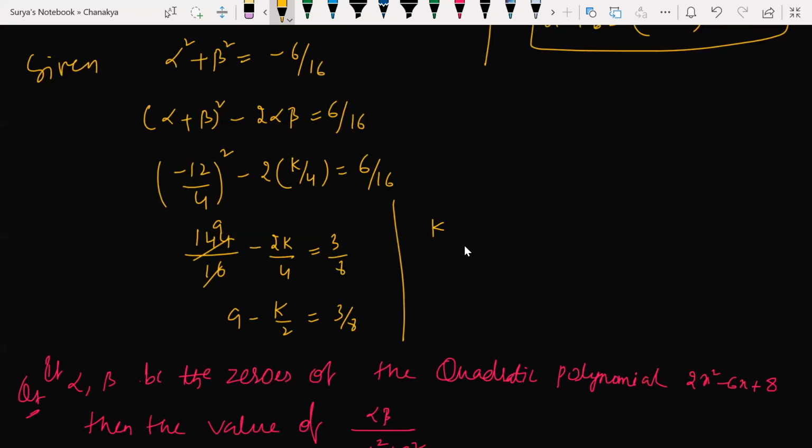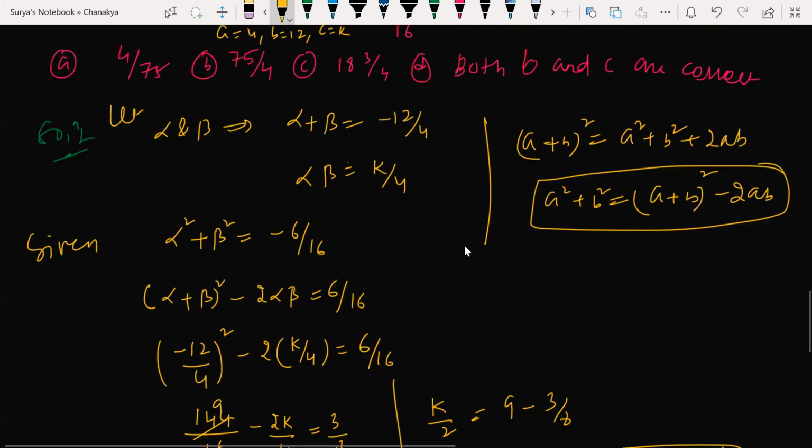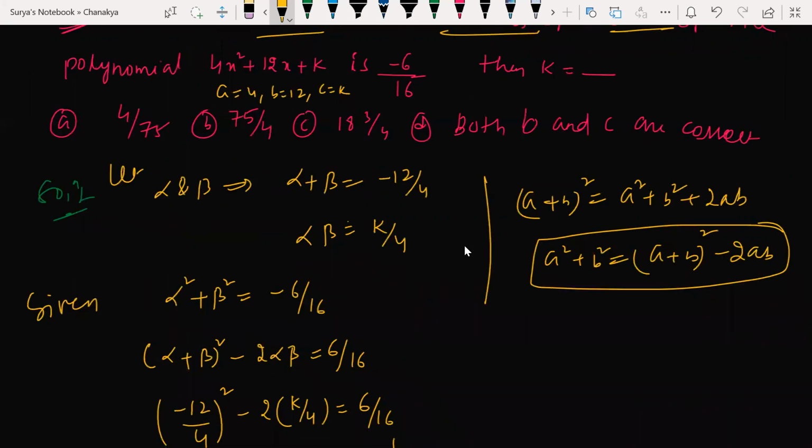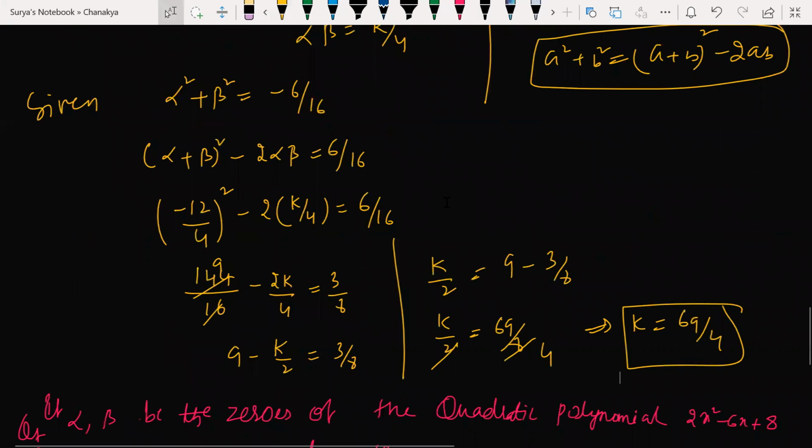So let me simplify here. K by 2 is equal to 9 minus 3 by 8. So k by 2 is equal to 72 minus 3, so 69 by 8. Correct? So 2 ones, 2 fours. So k value is 69 by 4. Which option is correct? I think we made a mistake somewhere. Check, any calculation mistake we made?